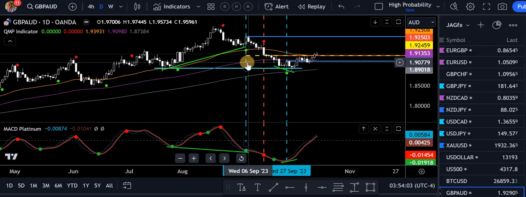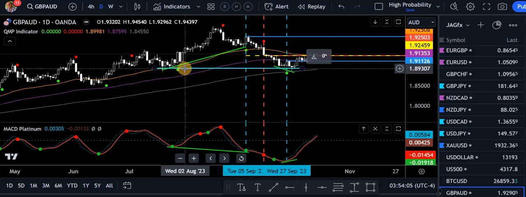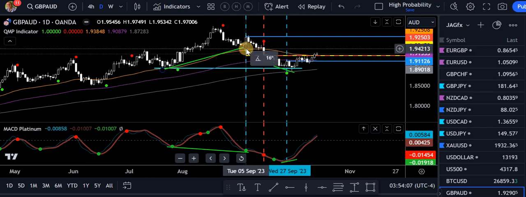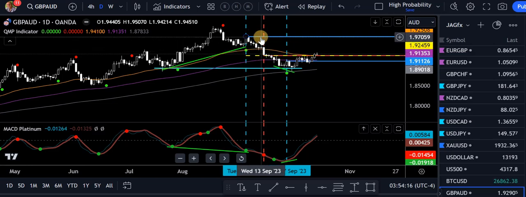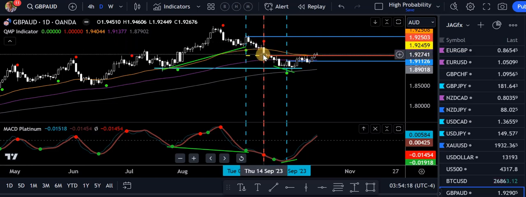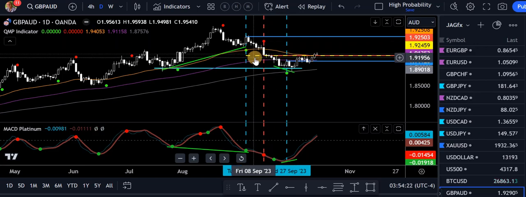Now I love, you hear me banging on about hidden divergence all the time. It's generally a trend continuation. It doesn't always work, but it works a lot of the time. If it doesn't work, I'm happy to hedge it, and that's what I've done here. So we took a buy here, it's gone against me, got an opposite QMP filter dot, so I've taken a trade for the same size, and so I've locked in a loss between these two levels.